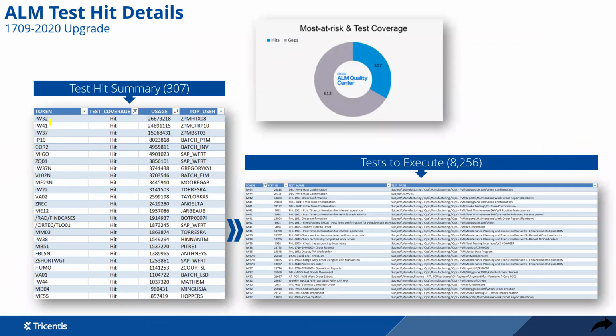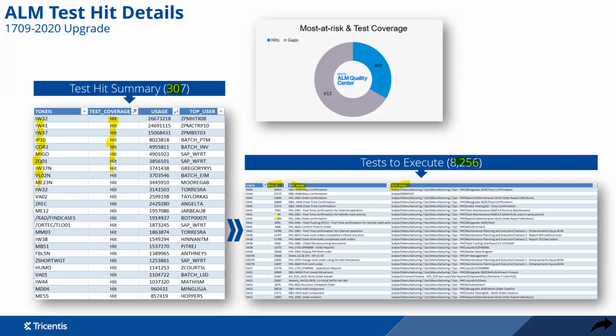So these T codes right here were most at risk from the impact analysis. When we searched through ALM, we found tests for these transactions right here. And what we do is we pull out those tests. We actually found 8,256 tests in ALM to cover these 307 T codes, right? And then you can see here's the test ID, the test name, what type of test it is, and the test path to where we found that test.